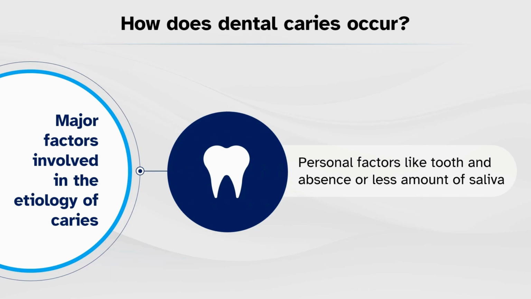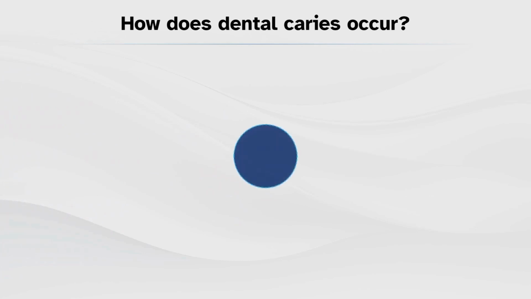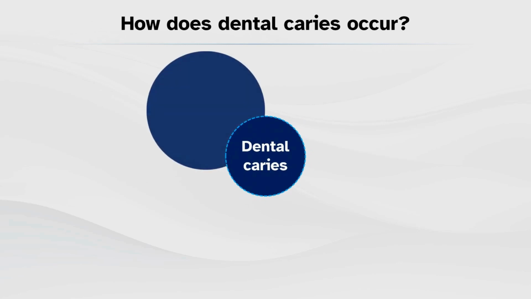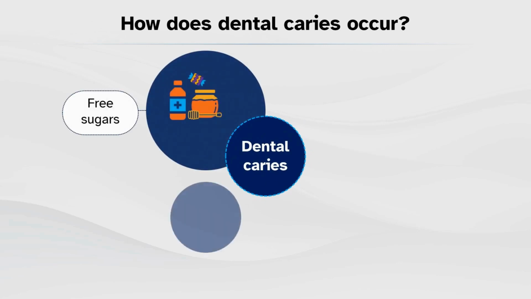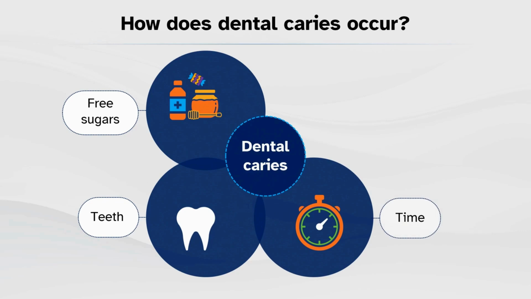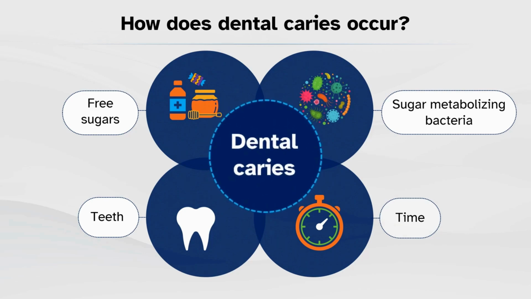Personal factors like tooth and absence or less amount of saliva. As indicated before, leaving food or drinks in the mouth for an adequate time for bacteria to form acids. You will now agree that the most crucial factor for dental caries to occur is intake of free sugars. In the presence of free sugars remaining on the teeth after sugary food and sweetened drinks for adequate time, the bacteria present in the mouth will initiate the process of demineralization. If not addressed, this will continue to form dental caries.